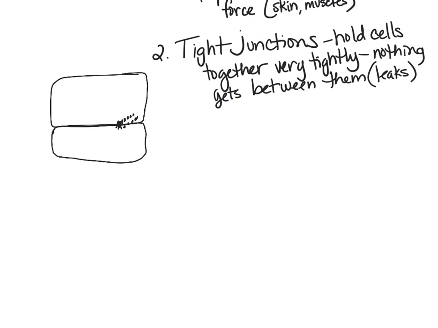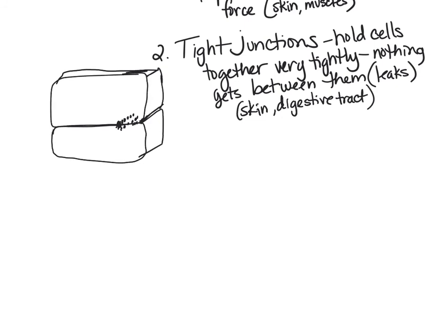And this is kind of hard to draw as a three-dimensional shape, but if you think about this being a three-dimensional cell here, and it's sewing. If you think of taking a thread and basically just sewing two cells together, those are our tight junctions. So these are important in the skin, so we don't let things in, and also in the digestive tract. So we don't want to allow things to get through that we don't want to get through.